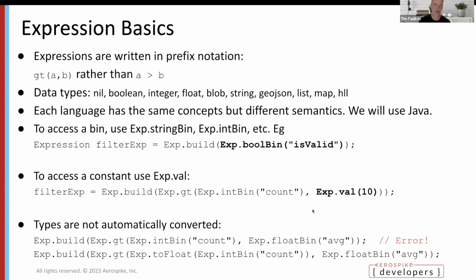Do note that in the expression language, you have to explicitly do a conversion. So if I've got a float bin and an integer bin, and I'm trying to compare the bin of count and the bin of average, where average is a float and count is an integer, and I just do this, I will get an exception thrown saying the bins aren't compatible types. So we've got things like typecasts, which are explicit here. I'm going to have to put an Exp.toFloat on that integer bin, turn everything into a float, and then it will work just fine.